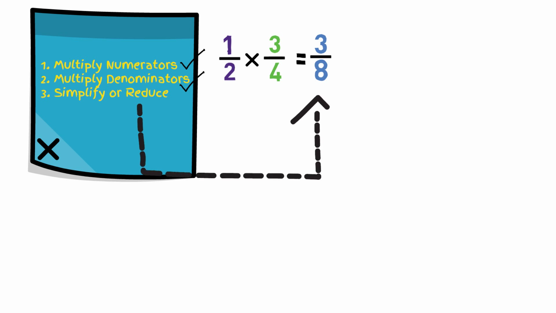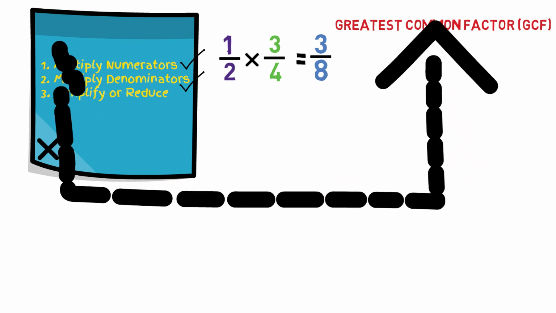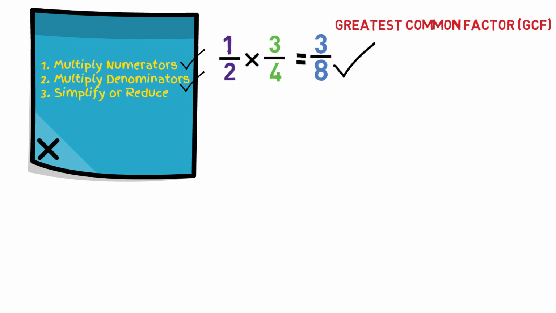In order to simplify to the lowest form, we look for the greatest common factor, or the GCF. The greatest common factor is the largest factor that all the numbers share. In this case, 3 and 8 do not share any factors. Factors refers to numbers that can be divided into both numbers. Okay, so let's expand further on greatest common factor with another example.